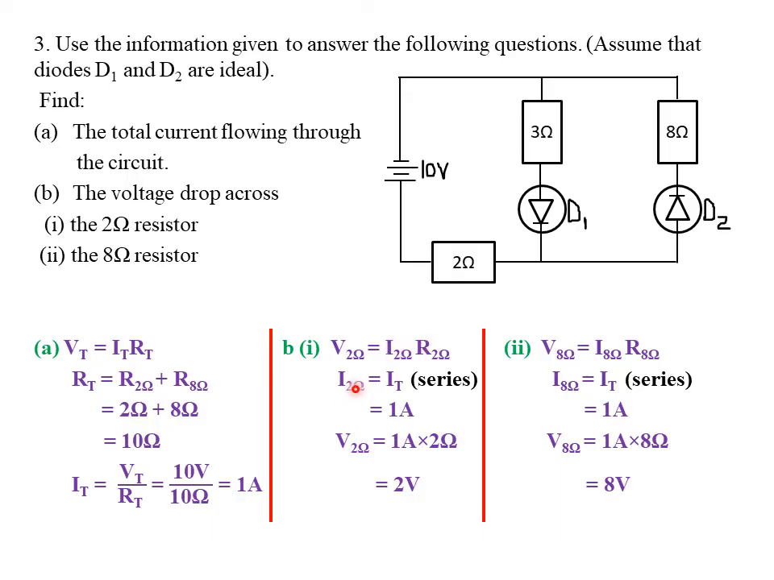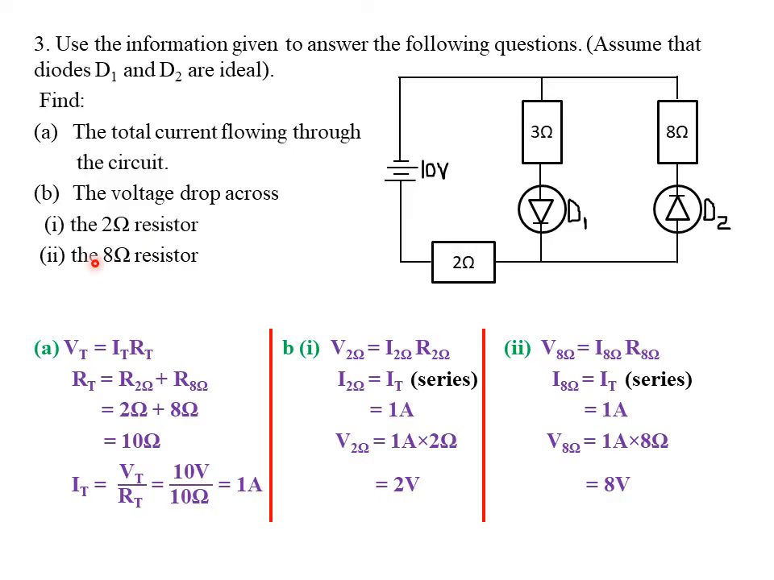So the current through the 2 ohm resistor is equal to the total current, because the 2 ohm resistor and the battery are in series connection. Therefore, the current through the 2 ohm resistor is equal to the total current, which is 1 ampere that we computed in part A. Therefore, the voltage drop across the 2 ohm resistor is equal to IR. So the current is 1 ampere times the resistance is 2 ohm. 1 times 2, you'll get 2 volts. So this is the voltage drop across the 2 ohm resistor.